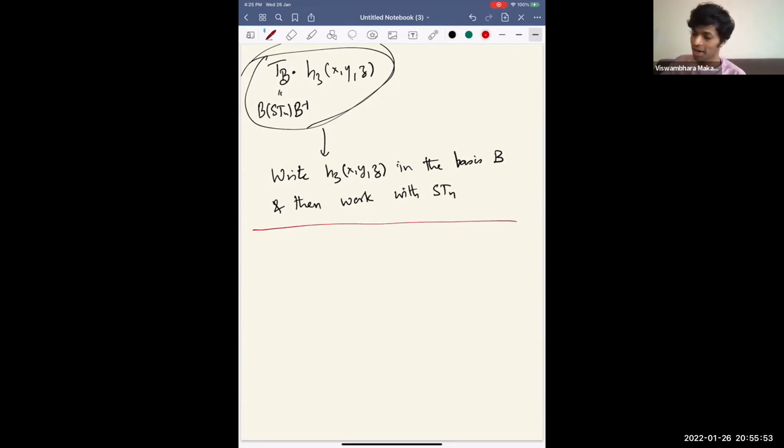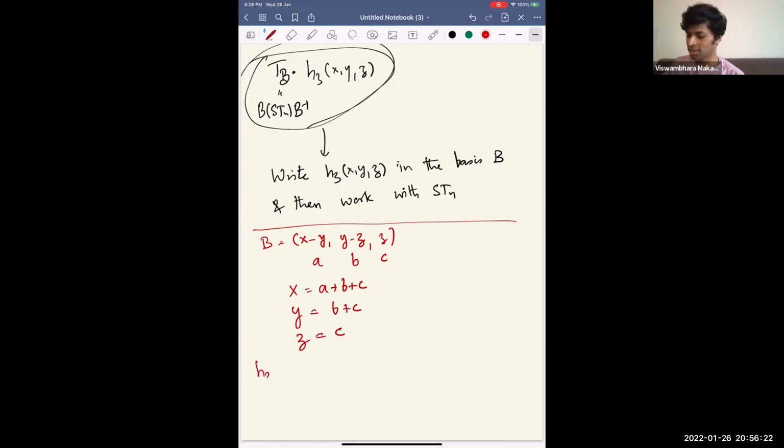Now let me tell you what you have to do. So I have to write this in the basis B. So this basis B was x minus y, y minus z, z, which let me call for the time being A, B, C. So if I have to write H3 of xyz in the basis ABC, then I have to first write x, y, and z in terms of ABC. So x is going to be a plus b plus c, y is going to be b plus c, and z is going to be just c. So H3 of XYZ, if I want to write in terms of ABC, is H3 of A plus B plus C, B plus C, C.